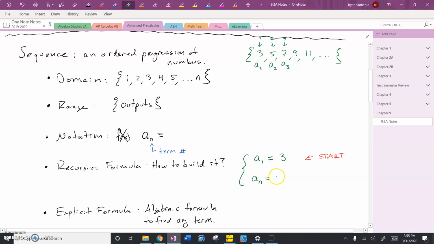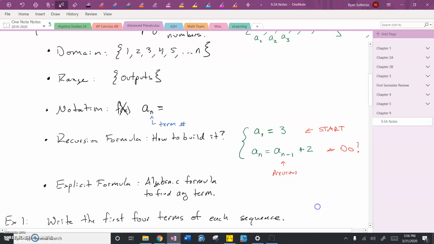Well, in this sequence above, we're going to take each previous term. So the n minus 1 here means the previous term. And it looks like in this sequence we are just adding 2 to the previous term. So in the recursive formula, this second step really tells us what to do. The first step tells us where to start. The second step tells us what to do.